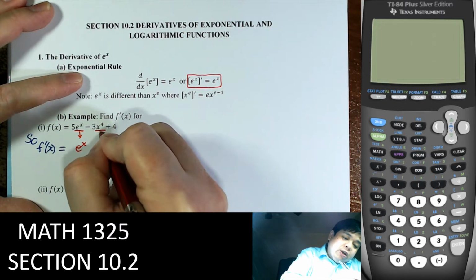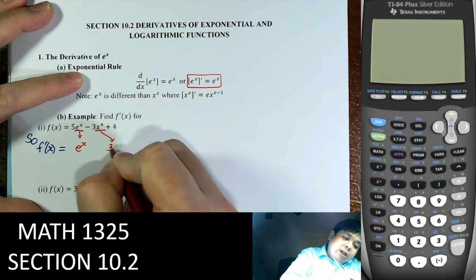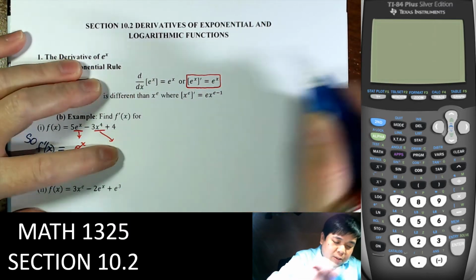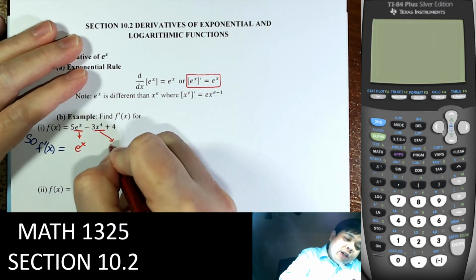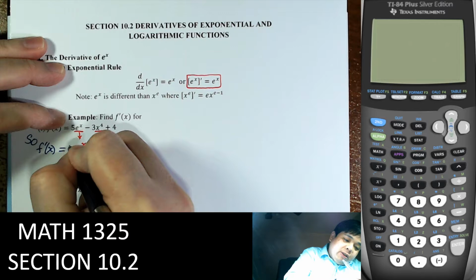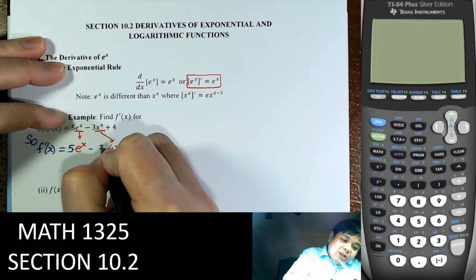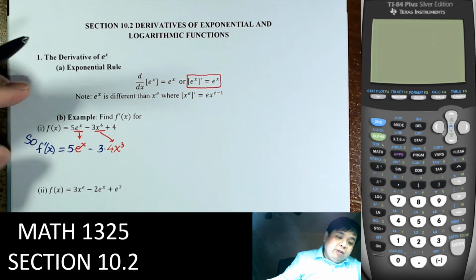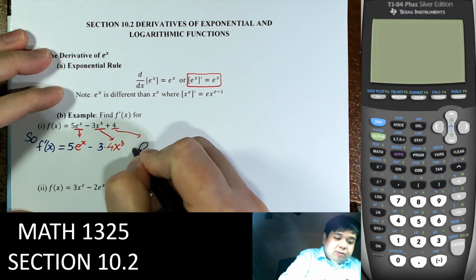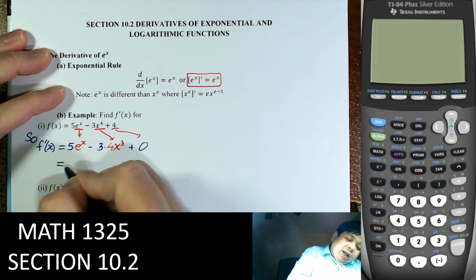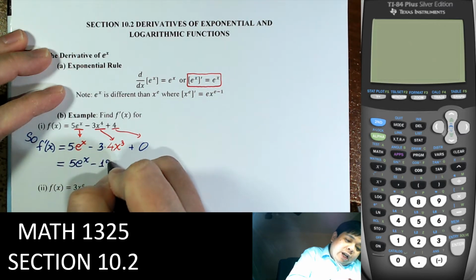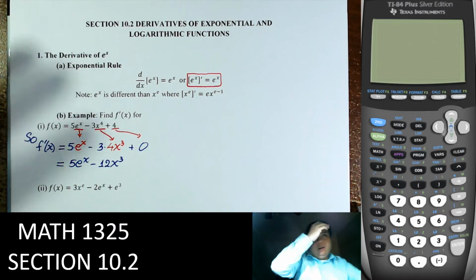And for x to the fourth, the derivative takes the fourth down. The derivative of x to the fourth is 4x cubed. Right? And then we have a constant 3 times it. And the derivative of a constant is 0. So that gives us 5e to the x. 3 times 4 is 12 x cubed. Right, that's simple enough.